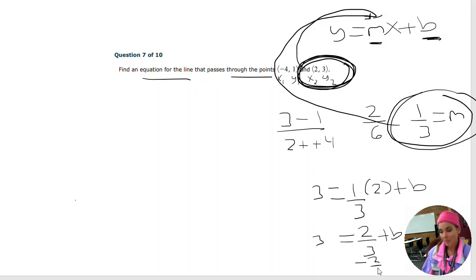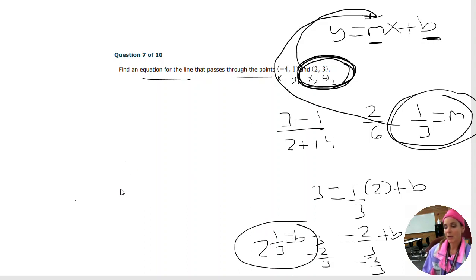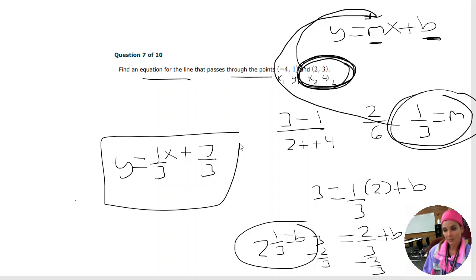Then we are going to subtract 2/3 from both sides. So 3 minus 2/3 is 2 1/3. So 7/3 is my b, if I want to write it as 2 1/3 or 7/3. So now my equation will be y equals 1/3 x plus 7/3. Okay, so that's your video.